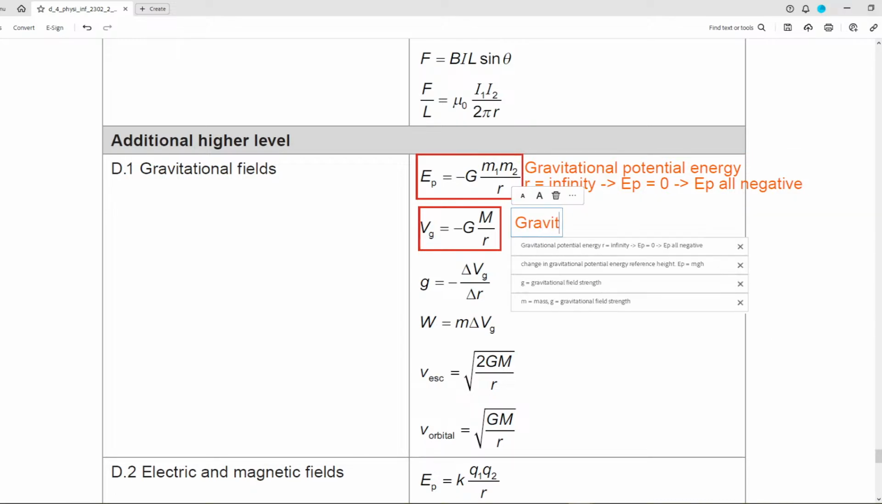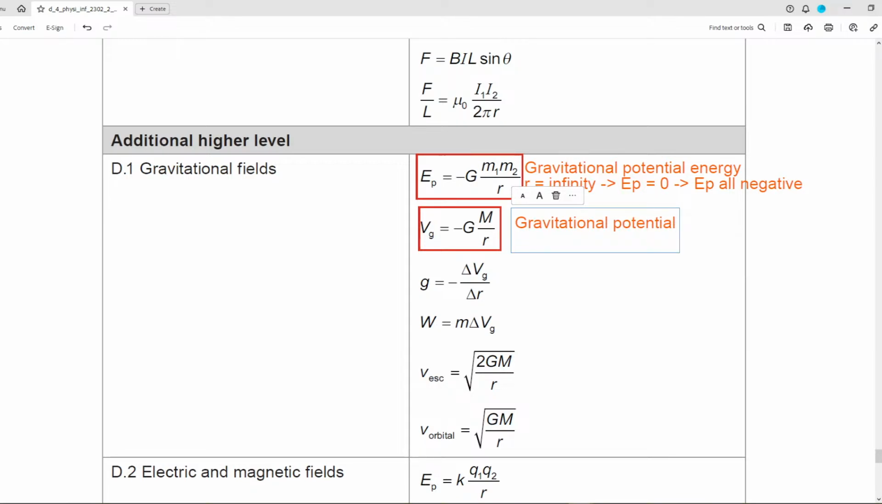Gravitational potential, which is basically EP over the test mass. EP over test mass. So properly speaking, the first one should be interpreted as follows: since we're using the reference height as infinity, it is the work needed by an applied force.